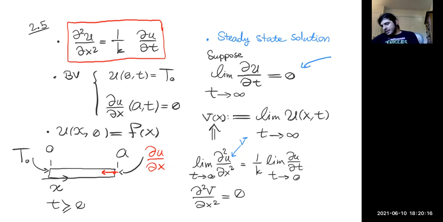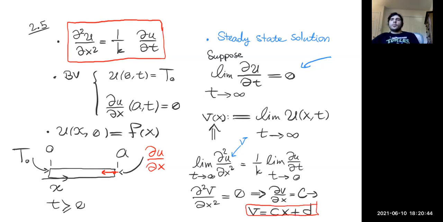Now we can solve this one to find v. The second derivative of v with respect to x is 0. Apply antiderivative to both sides with respect to x. The derivative of v with respect to x should be a constant. Therefore, v itself should be equal to a constant times x plus another constant. So applying antiderivative with respect to x two times, we get v equal to cx plus d for two constants, c and d. Is there any question here? Is everything clear on this page?